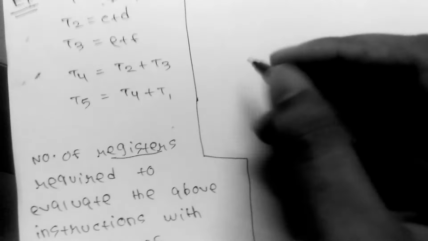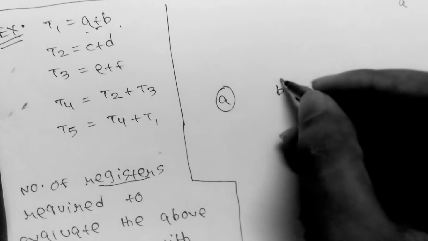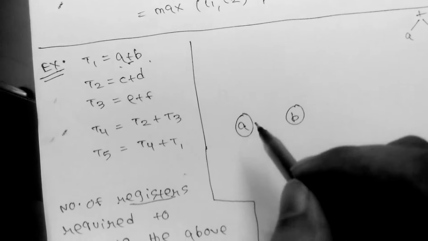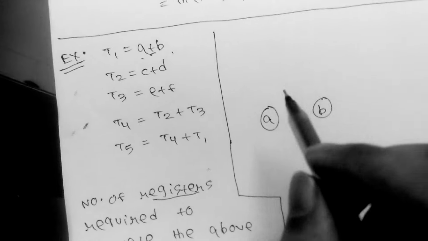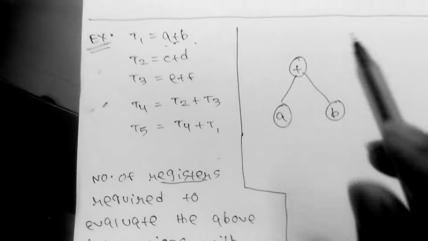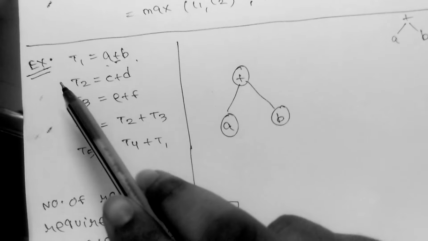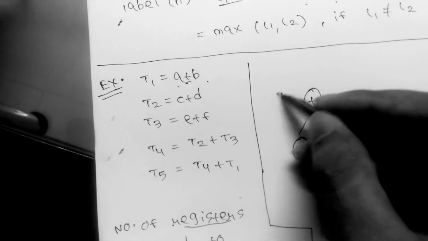So here we will put a and we will put b here. Now these two operands are connected by the plus operator, and the plus operator is always on the upper side of the operands. So we will put plus here and connect these two operands like this. Okay, now we have constructed this tree, and the value of this tree is mentioned as T1. So we will assign T1 to it.